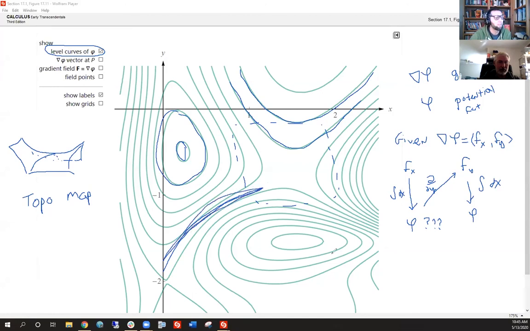Like a little valley. So it's probably either a valley, or what would be the other alternative? It could be a ridge. Yeah, so it's either a valley or a ridge, presumably.